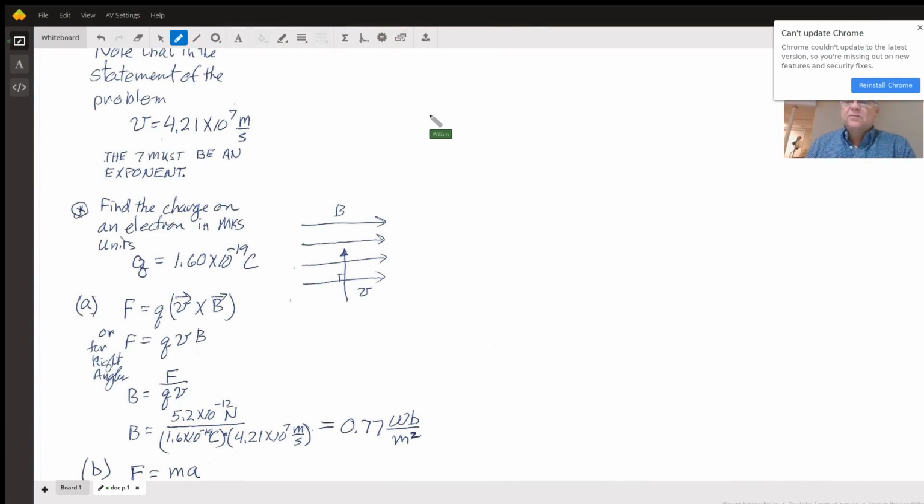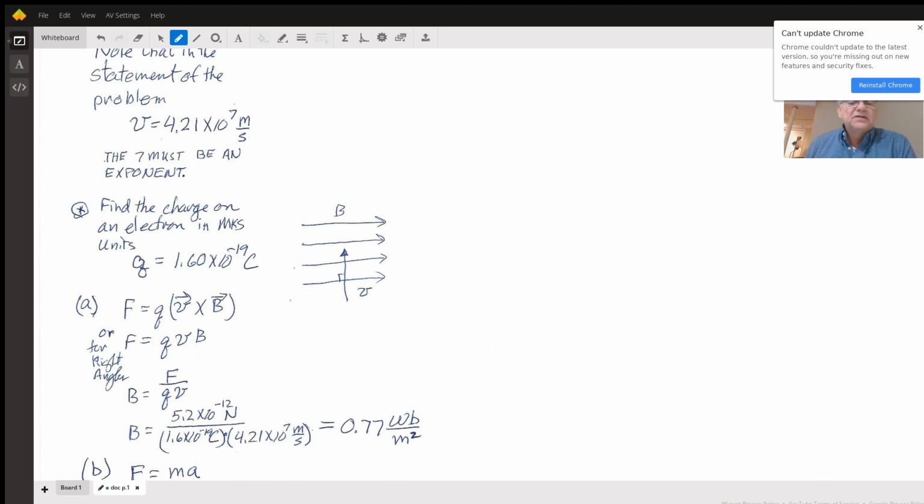Today we're going to solve a problem in magnetic fields with a particle with negative charge moving at a speed which is given by the problem at right angles to the magnetic field. Let's read the problem first.